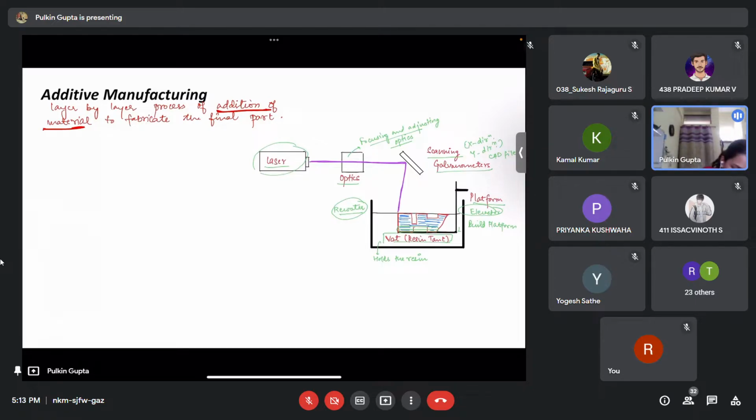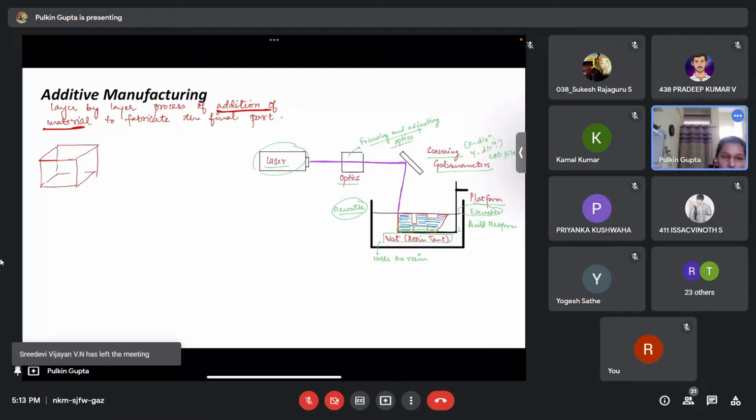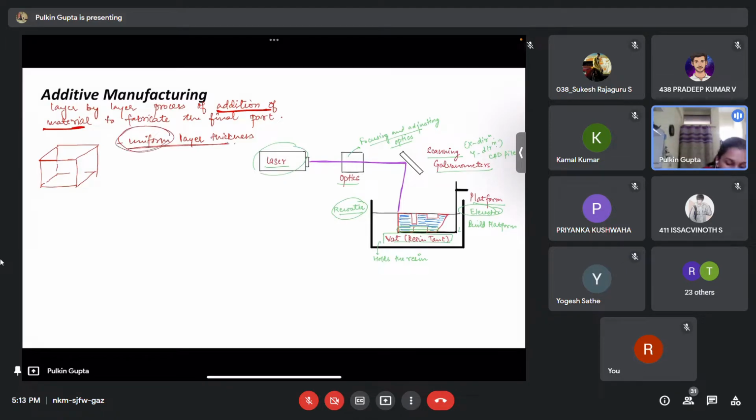Now suppose you have to build a cube. Now what an AM machine will do, first it will discretize this cube into multiple layers of uniform layer thickness. So we work with uniform layer thickness in additive manufacturing. So suppose it is discretized in this way. So these are the multiple layers in which this cube is discretized and they have constant uniform thickness.